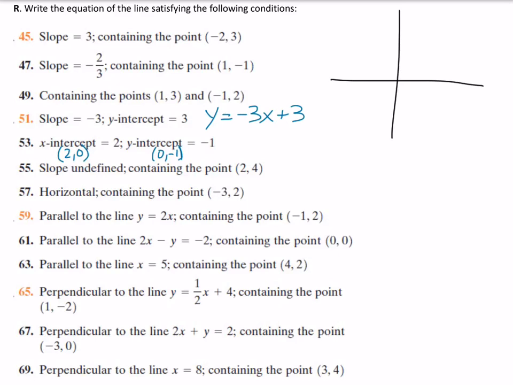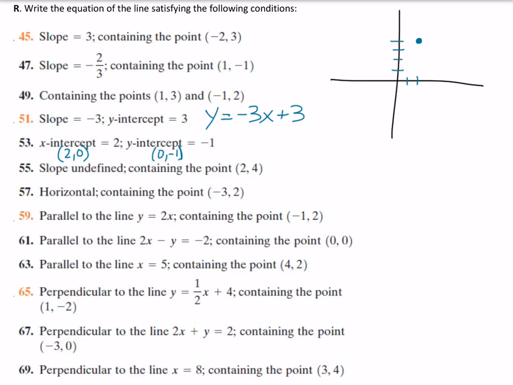Containing the point 2 comma 4. Well, let's graph the point 2 comma 4, which is right here. And if the slope is undefined, that means the line goes straight up and down. Again, that's the way I remember it: undefined. The other kind is zero slope. And what does your mouth do when you say the word zero? Your cheeks go left and right. So if it's a zero slope, the line goes left to right with no up and down. And if it's undefined, it just goes up and down.